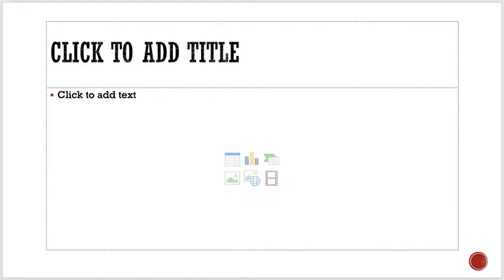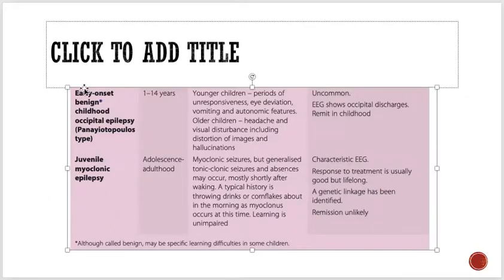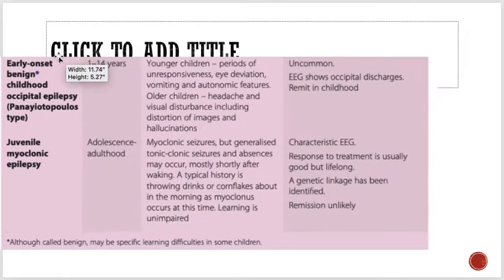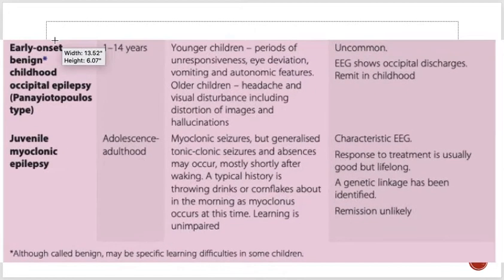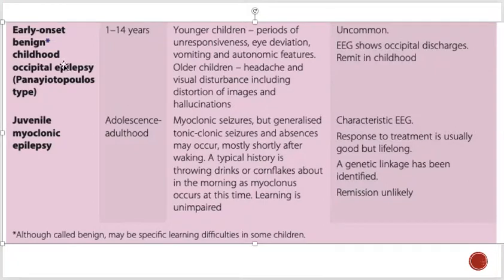Okay, now one more slide I wanted to show you. One thing is juvenile myoclonic epilepsy, and one thing is early onset benign childhood occipital epilepsy. You can see over here, younger children, periods of unresponsiveness, eye deviation, vomiting, and autonomic features are there, right? So remember, there is eye deviation, and remember, there is occipital. It is also called an occipital epilepsy. This is very uncommon, and EEG shows occipital discharges.